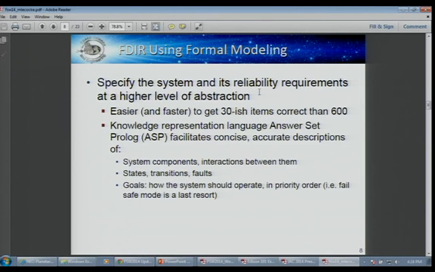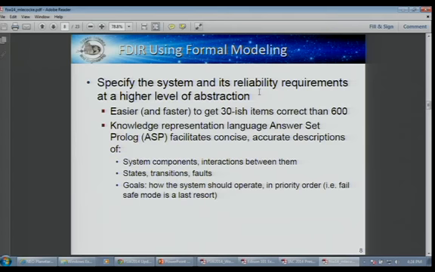And we used answer set Prolog, which is a knowledge representation language. It allowed us to specify all of our different components, all the interactions between them and the states and faults that could occur. And I'll go into more detail about that.